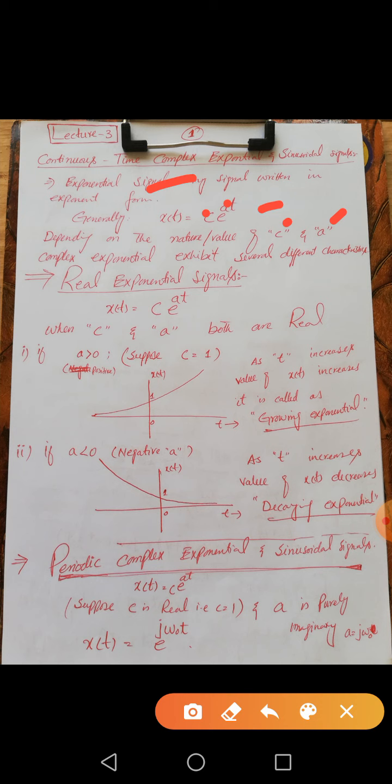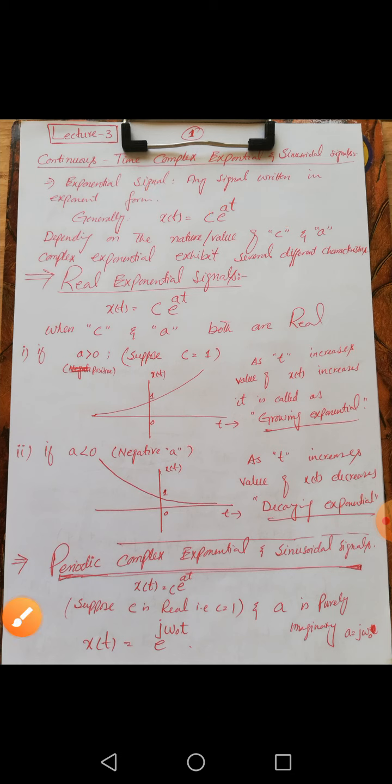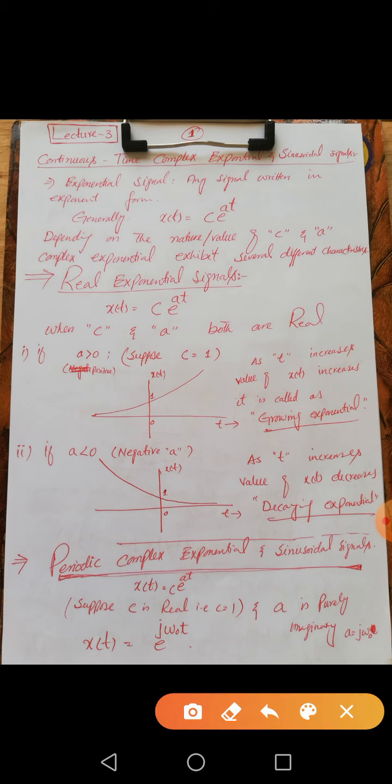So based on the values of c and a, we will name these signals either real exponential or complex exponential. Depending on the values of c and a, the complex exponential signal exhibits several different characteristics. First of all, we will study the real exponential signal. The general form of the exponential signal discussed above is x of t equal to c e power a t.